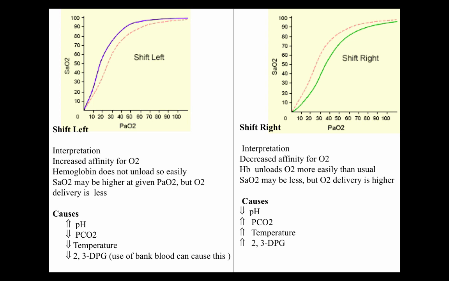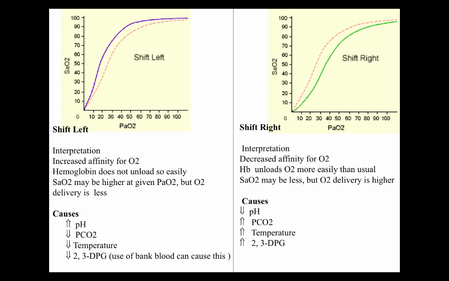Things that make the oxygen-hemoglobin bond tighter would be an increase in pH, a decrease in PCO2, a decrease in temperature, and a decrease in 2,3 DPG. So just think about that for a second. If the temperature goes down, the oxygen-hemoglobin bond becomes much tighter. As a result, the saturations of venous blood tend to be higher because oxygen unloading is inhibited.